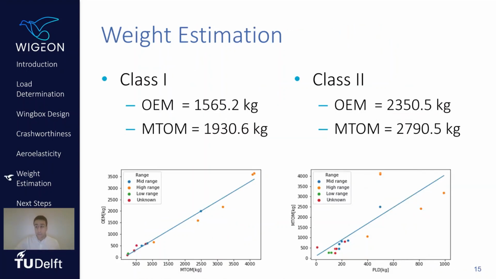Now, to estimate the weight of the aircraft, we used data from previous eVTOLs and applied linear regression to find a trend for payload and empty mass compared to the maximum takeoff mass. For the subcomponent level estimation, we used Raymer's method for general aviation aircraft, which is relatively inaccurate considering the configuration of the eVTOL is anything but conventional.